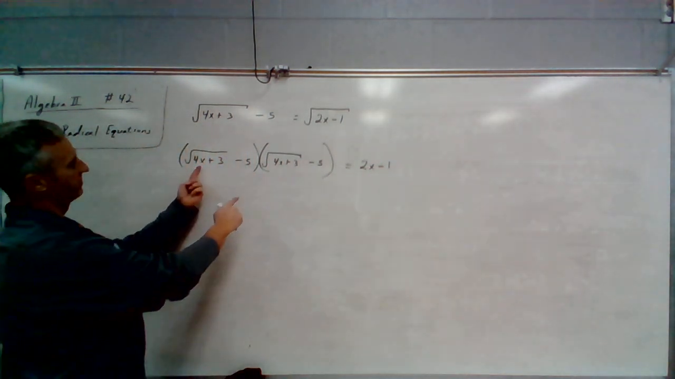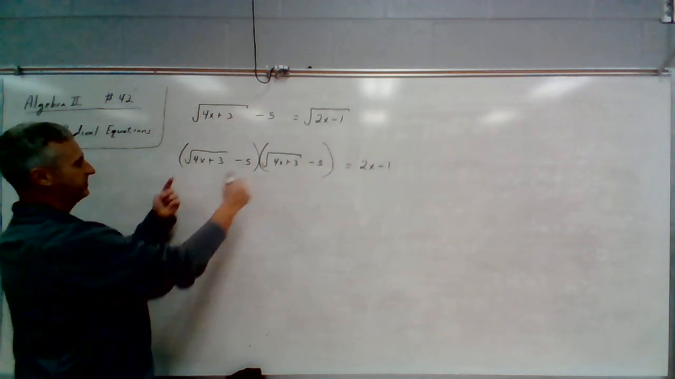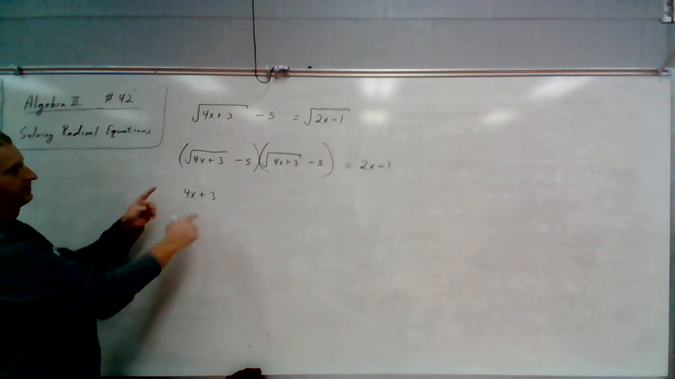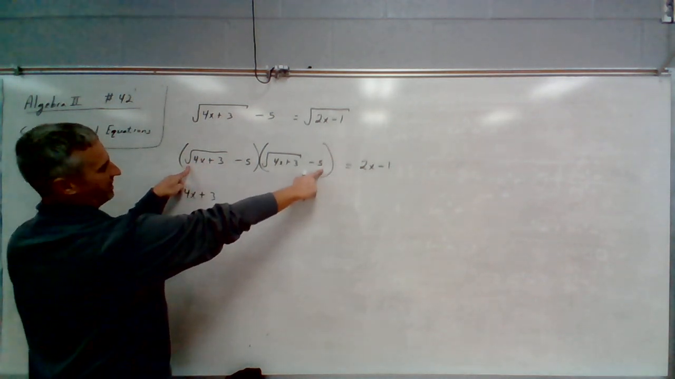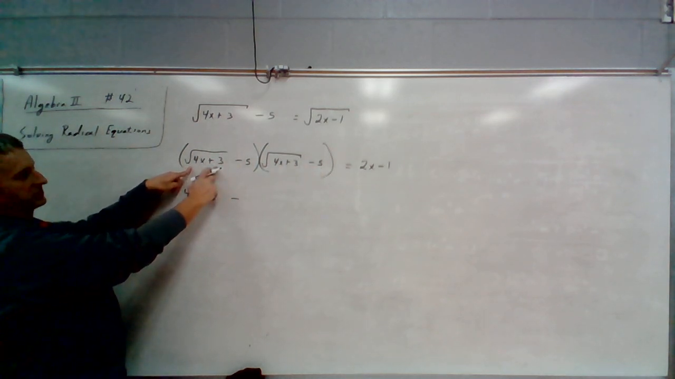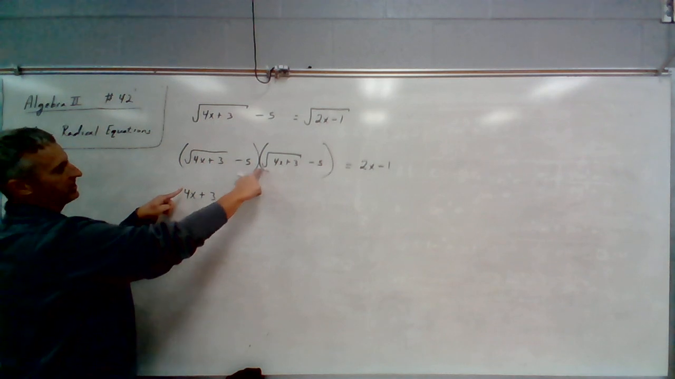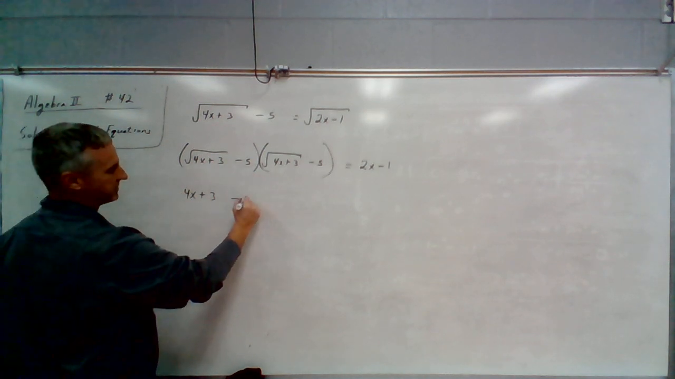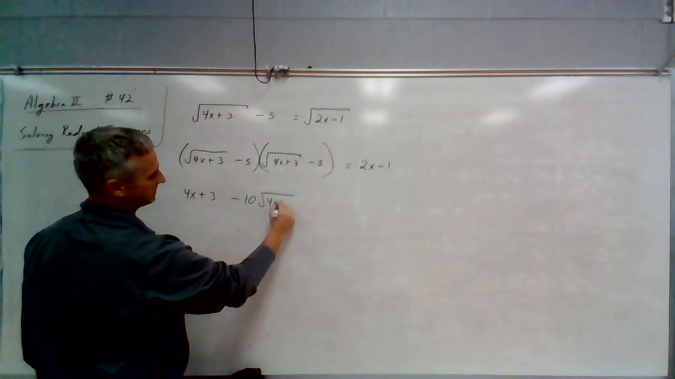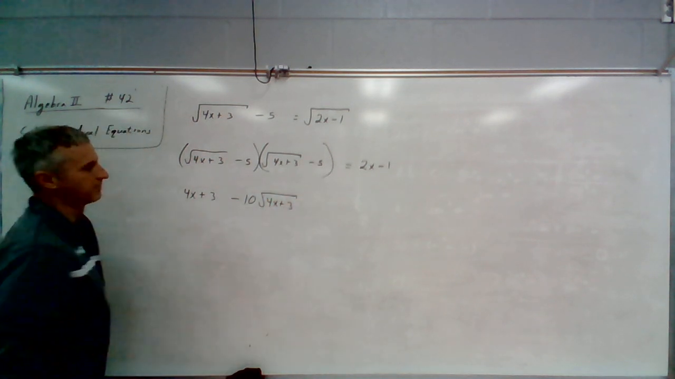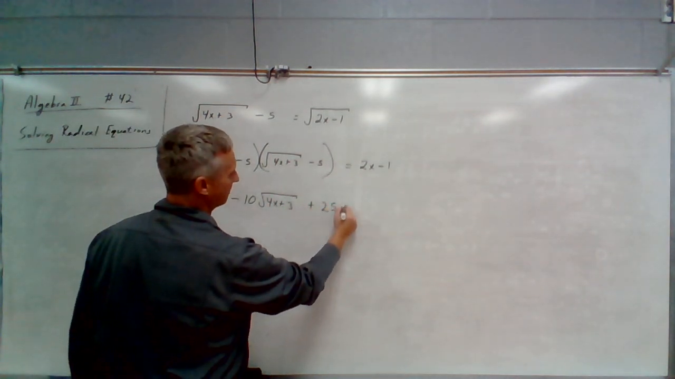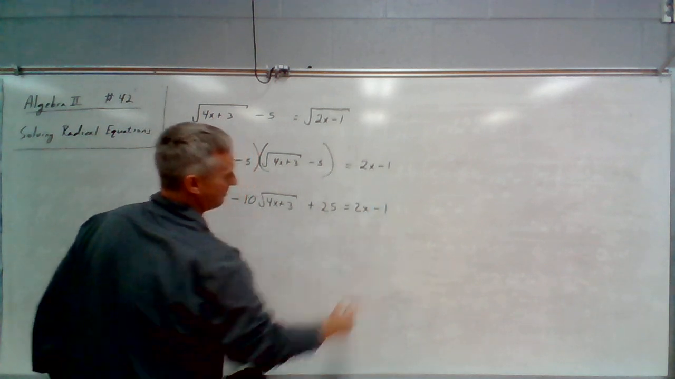All right, so let's do it. The square root of 4x plus 3 times the square root of 4x plus 3 is just 4x plus 3 because I'm squaring a square root. Then multiply it by that, and I get minus 5 times this square root. Then when I multiply here, I get minus another 5 times that square root. So I end up with minus 10 times the square root of 4x plus 3. And then negative 5 times negative 5 is plus 25, which is equal to 2x minus 1.